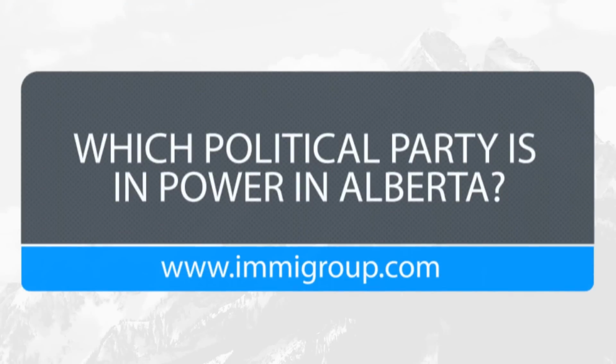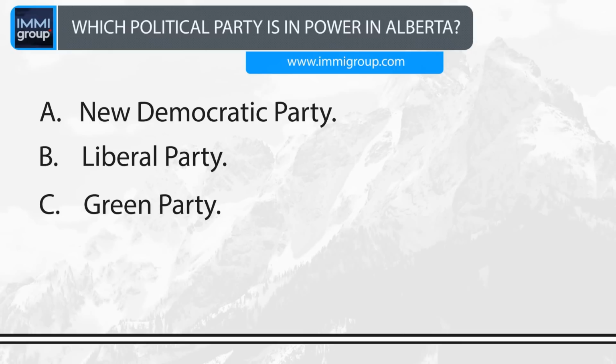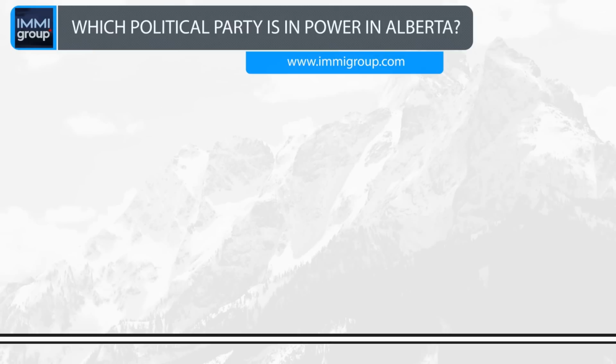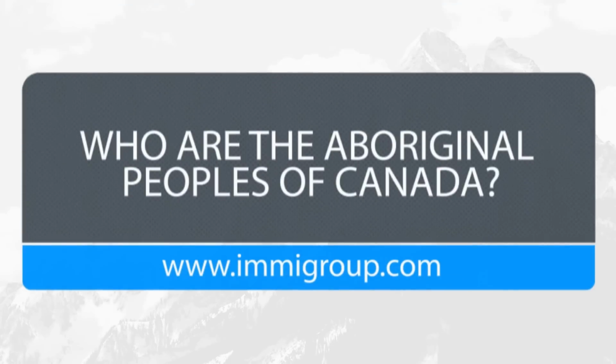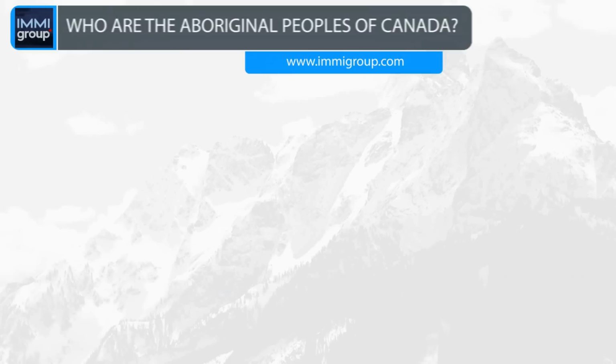Which political party is in power in Alberta? A. New Democratic Party. B. Liberal Party. C. Green Party. D. Progressive Conservative Association of Alberta. Answer: New Democratic Party. Who are the Aboriginal peoples of Canada?